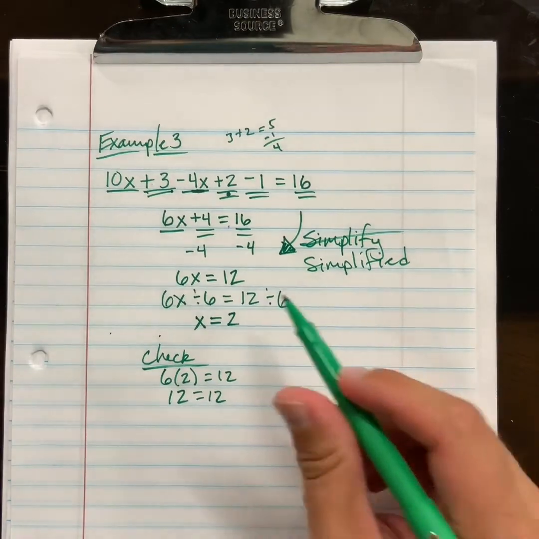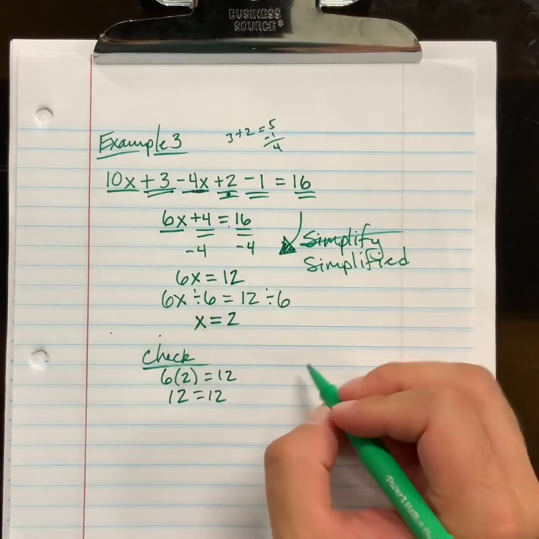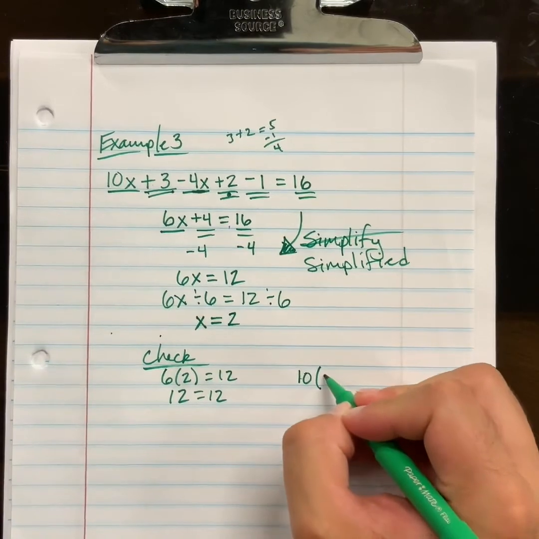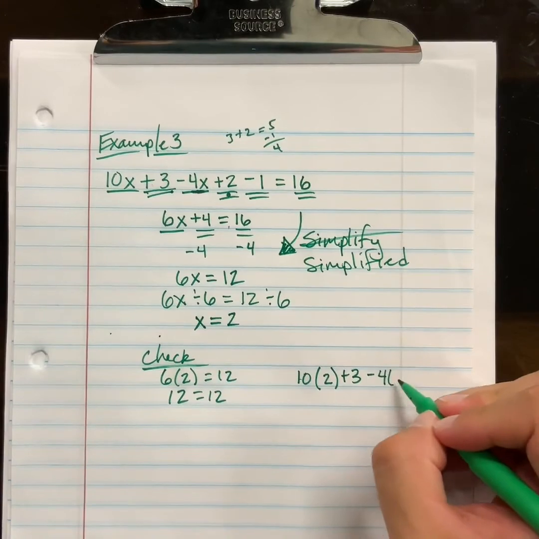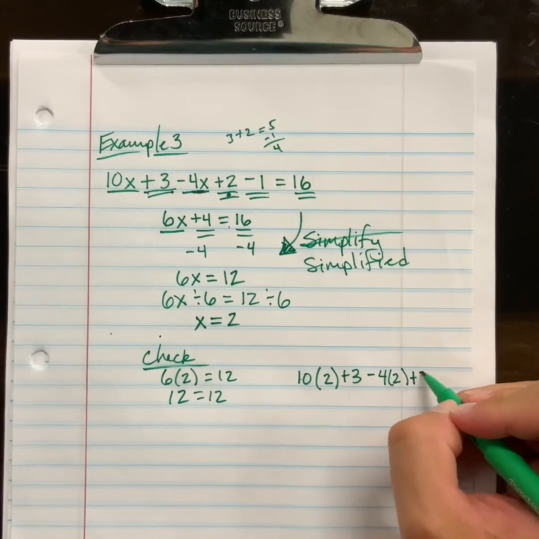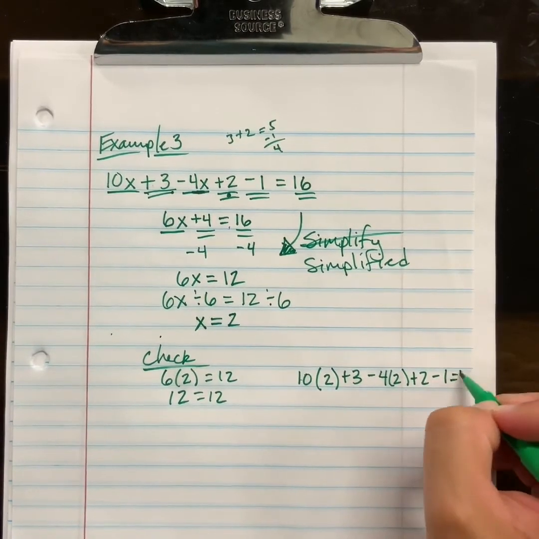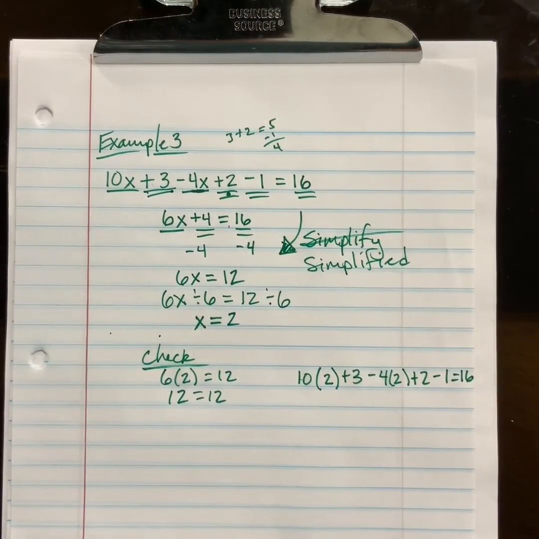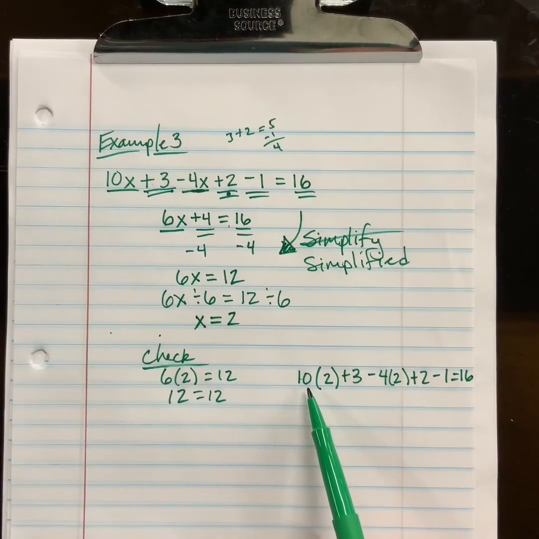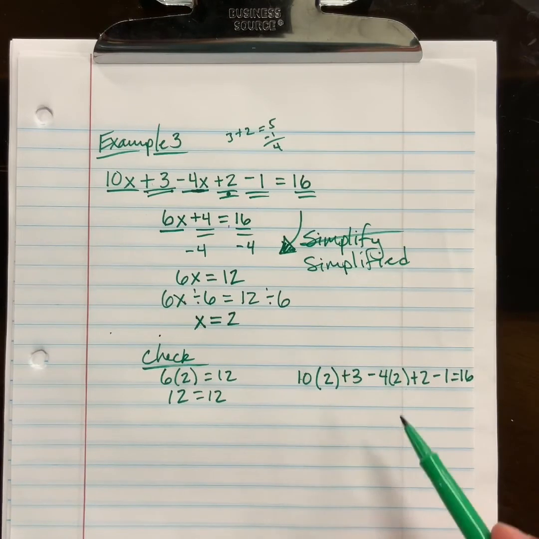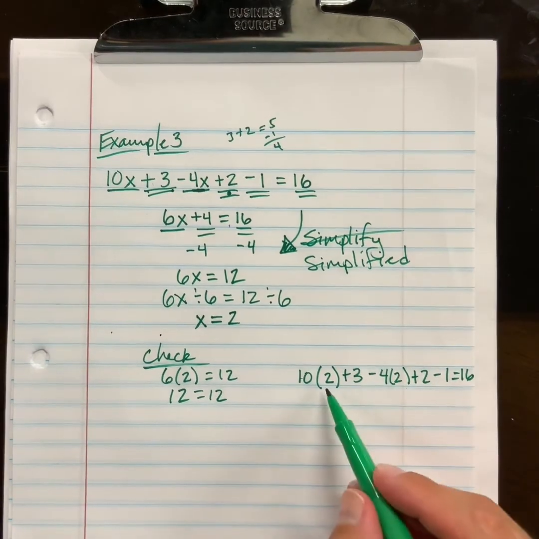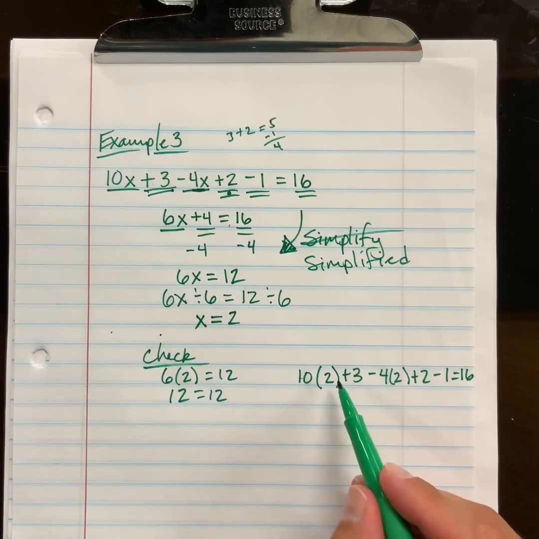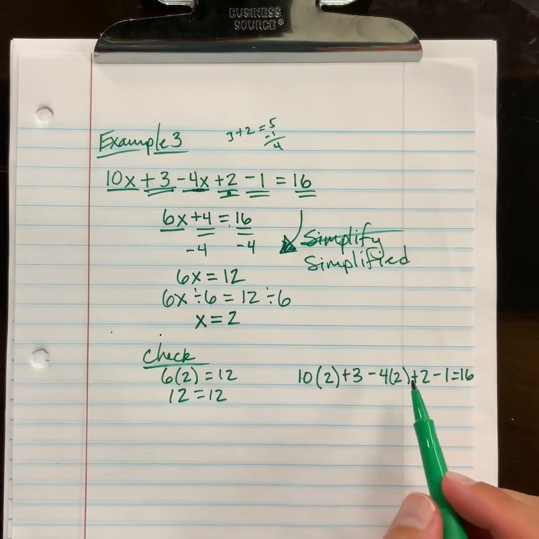Let's go ahead and plug it into our original equation. So it would be 10 times 2 plus 3 minus 4 times 2 plus 2 minus 1 is equal to 16. Almost ran out of space. So here we go. We have to do multiplication first. Remember PEMDAS. Please excuse my dear Aunt Sally. So parentheses, and nope, we don't really have any. I understand that we do have parentheses, but that's just showing that we're multiplying 10 times 2. So multiplication and division would come first here.